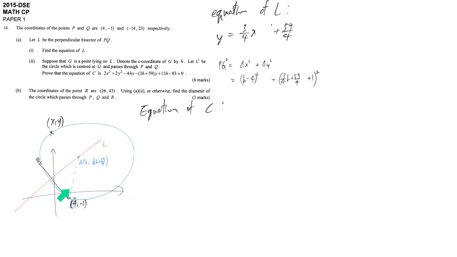One thing to point out is because this section and this section have the same length, even if you use QG instead of PG to be the radius, you should still get the same answer.